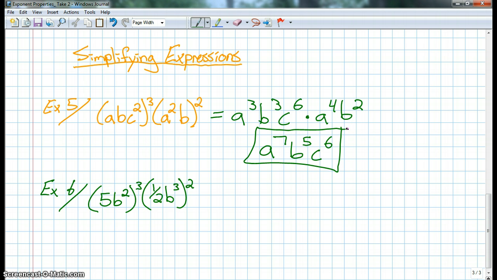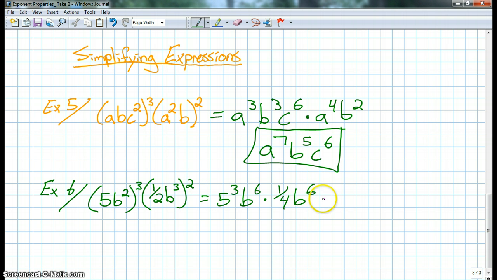This last one, I hope you like this fraction right here. Remember, fractions don't leave us. They'll be around forever. So with the first term, we have 5b squared to the 3rd. It becomes 5 to the 3rd, which is 5 times 5 times 5, I guess 125, and then b to the 6th, and we're multiplying that. Well, 1/2 is also being squared, so 1/2 squared is 1/2 times 1/2, 1/4, and then b to the 3rd squared becomes b to the 6th.